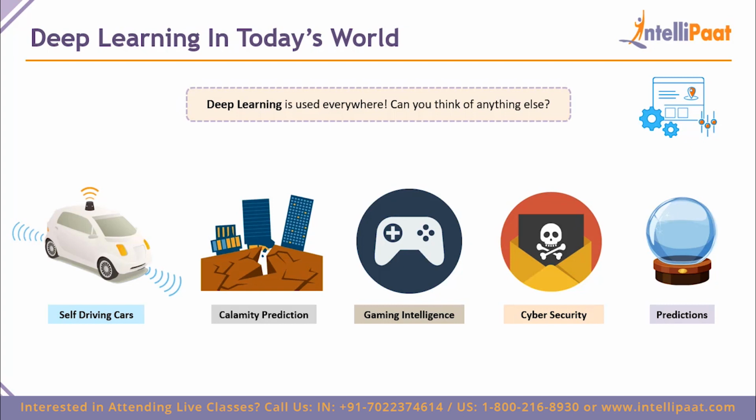Coming to calamity prediction, again, when it comes to earthquake detections, when it comes to flood warnings, there are deep learning models set in place which are extremely accurate in predicting all of these natural calamity occurrences, and this again can be the difference between life and death in the uncertain world we live in.